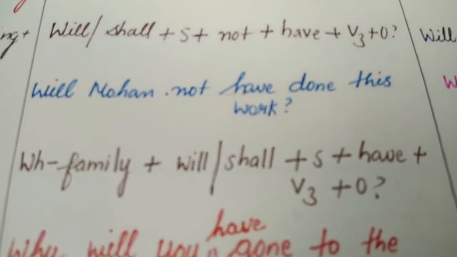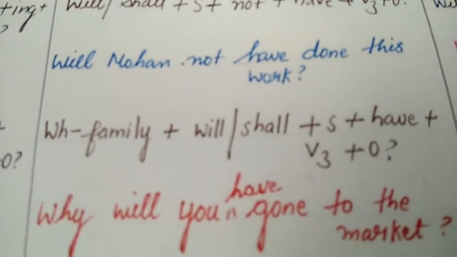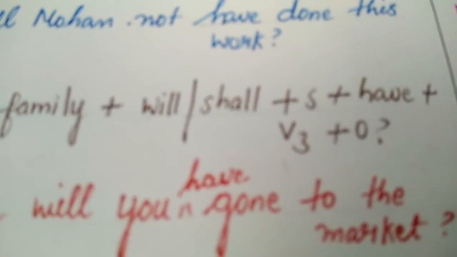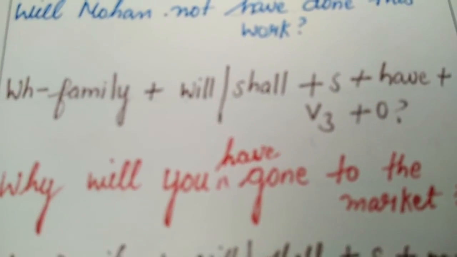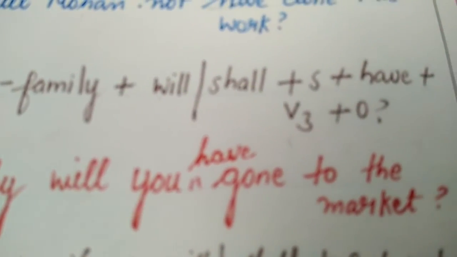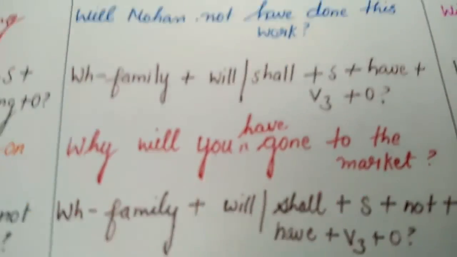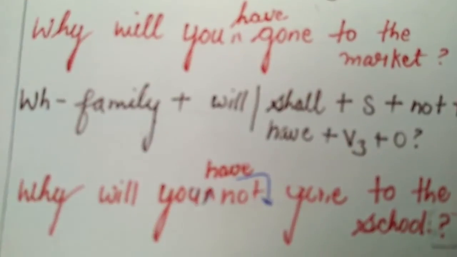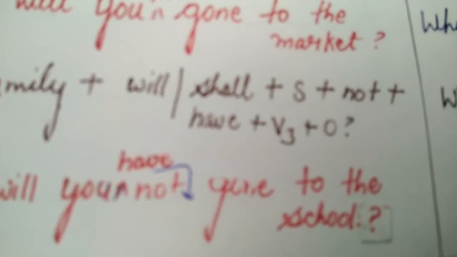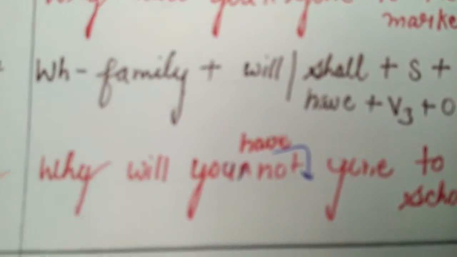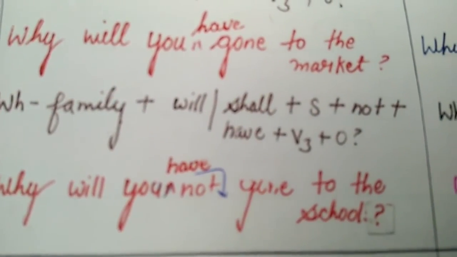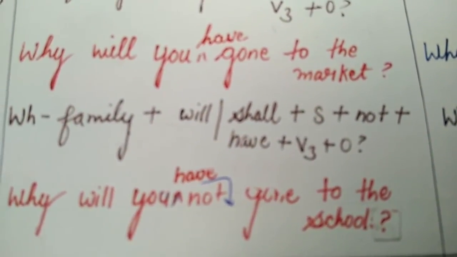WH question interrogative structure: WH family plus will or shall plus subject plus have plus V3 plus object. Example: Why will you have gone to the market? WH negative sentence structure: WH family plus will or shall plus subject plus not plus have plus V3 plus object. Example: Why will you not have gone to the school?